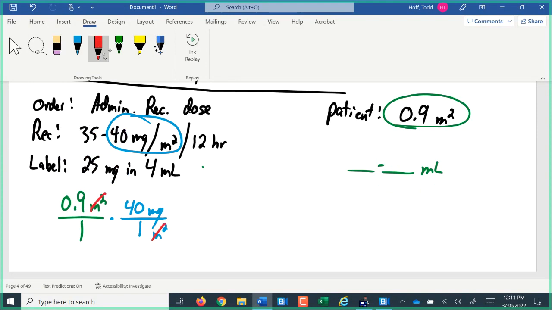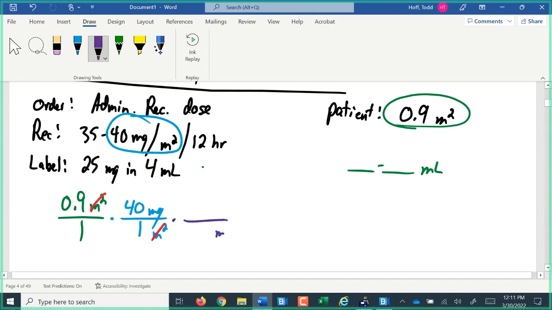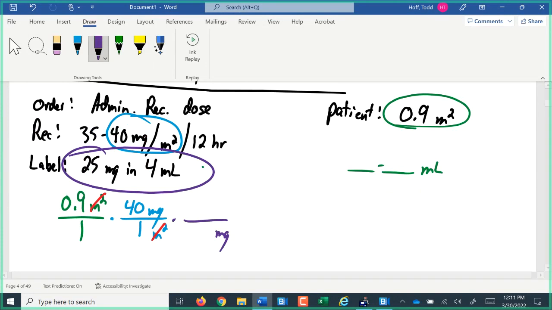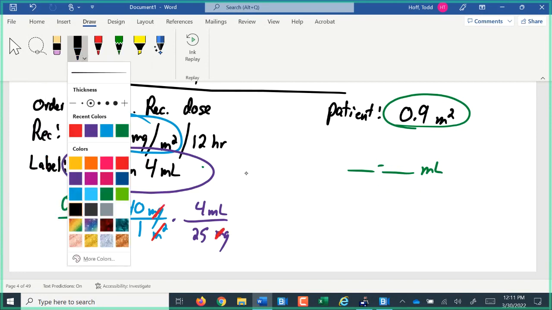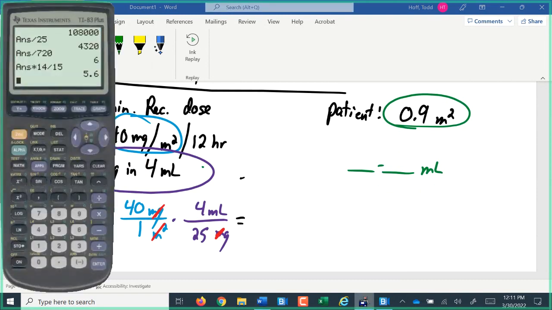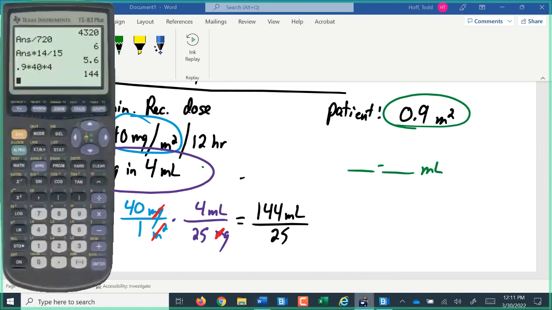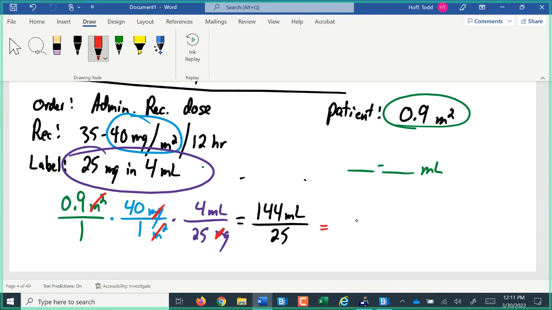Square meters cancel out. Now to get rid of the milligrams, we have 25 milligrams in 4 milliliters, so 25 milligrams, 4 milliliters. Milligrams cancel out. And we're ready to calculate here. So on top we have 0.9 times 40 times 4. Gives us 144 milliliters. On bottom, 1 times 1 times 25 is 25. And we divide that out. 144 divided by 25 is 5.76.